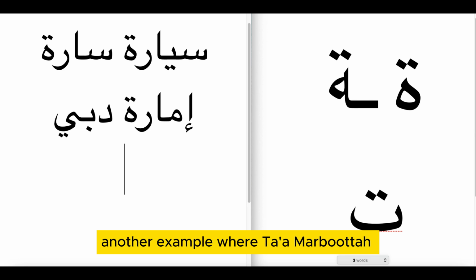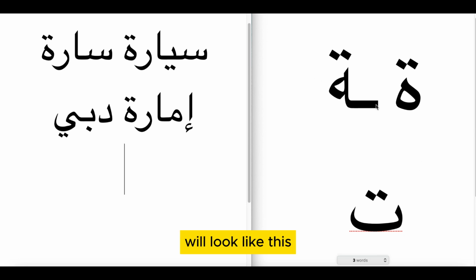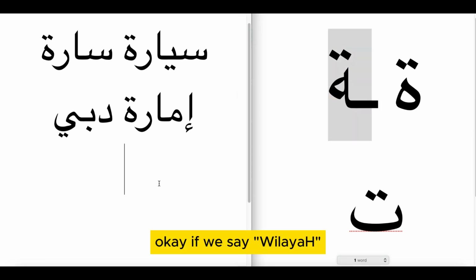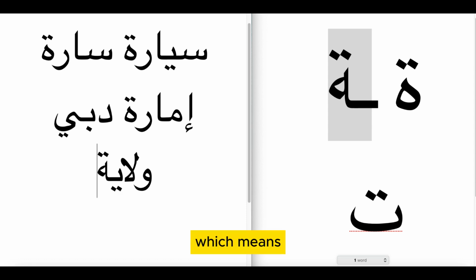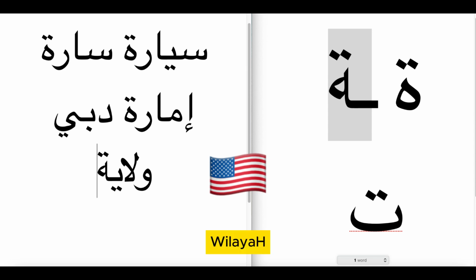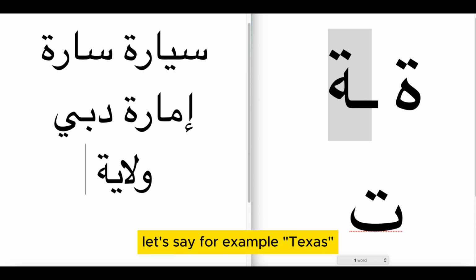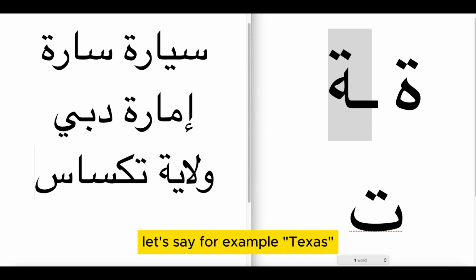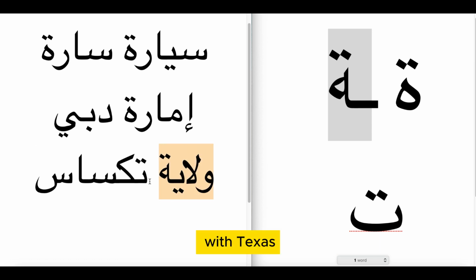Another example where ta marbuta will look like this. Okay, if we say wilaya, which means one of the states within the United States of America Federation. Wilaya. Which wilaya? Let's say, for example, Texas. Now it becomes wilayat Texas. Without Texas, wilaya. With Texas, wilayat Texas. And so on. Sounds good?